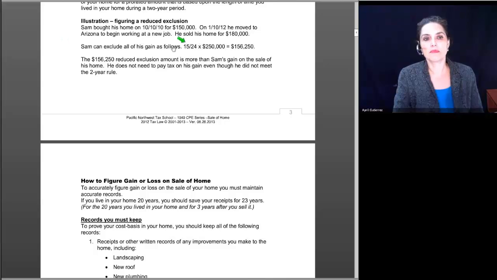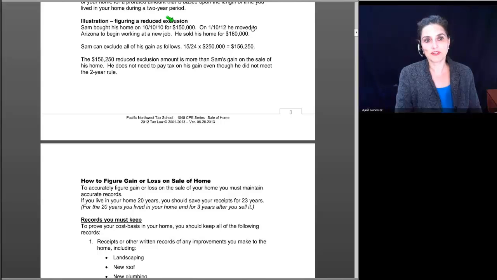He looks at the number of months in 2 years, which is 24, and he divides that by the number of months he actually owned and lived in the home, which is 15 months. And he gets a ratio. He then multiplies that ratio by the maximum exclusion amount of $250,000, and he's left with the amount that is the maximum amount he is allowed to exclude, $156,250.